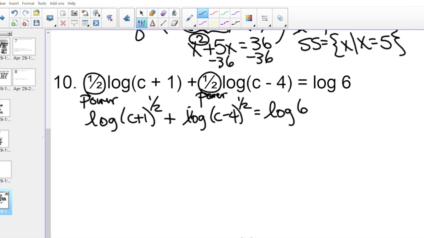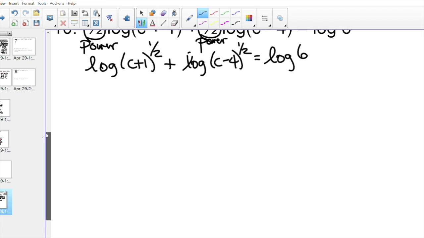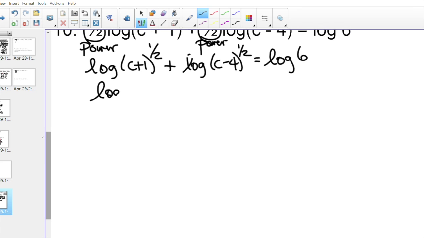Now everybody knows, and I hope you do too, that a number raised to the power of 1/2 is the same thing as taking the square root of it. So we're going to replace the 1/2 with the radical. The radical means taking something to the 1/2 power.